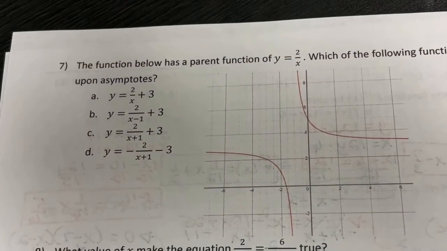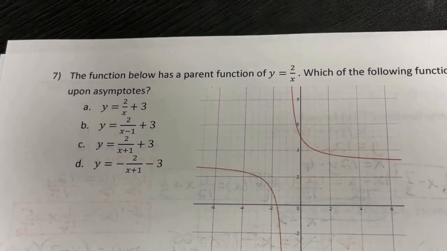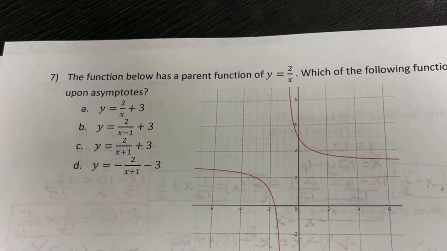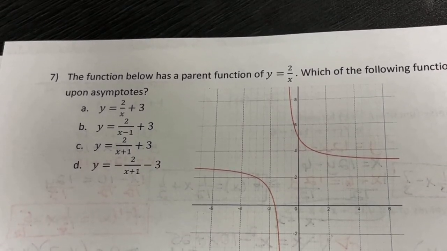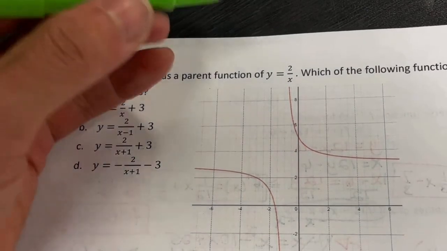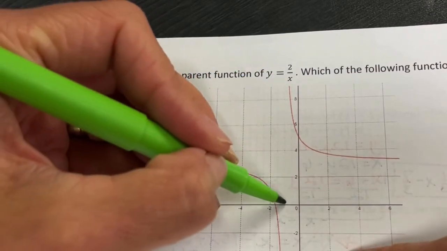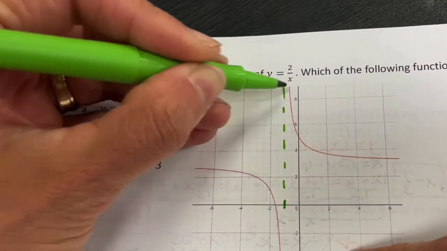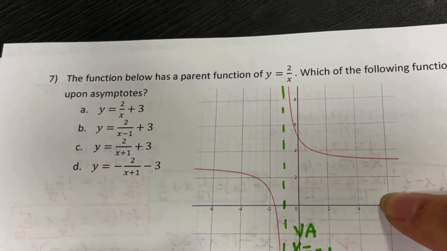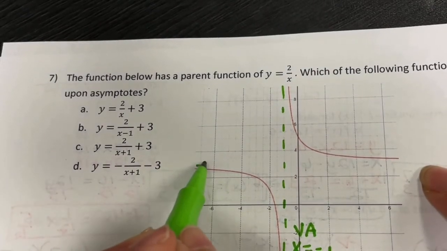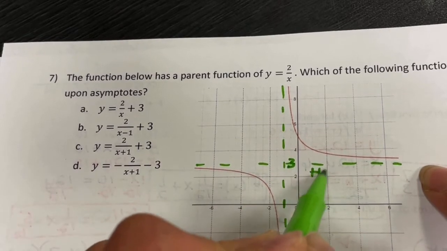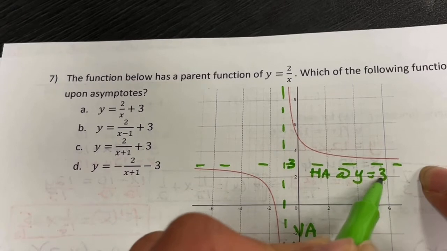Number 7 says the function below has a parent function of y equals 2 over x. Which of the following functions represents the graph based upon the asymptotes? Okay, so what helps is when you identify what the asymptotes are. It looks like we're hugging a wall vertically, and that would be at x equals -1. That's our VA, our vertical asymptote. It also looks like we're hugging a wall horizontally through the number 3. So we have an HA at y equals 3.